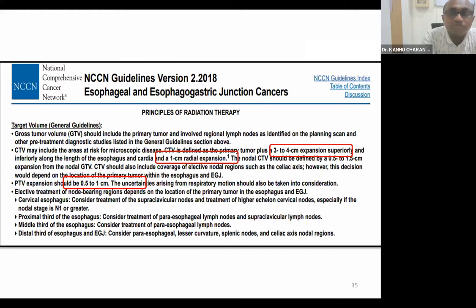So what do the NCCN guidelines say? The NCCN guidelines say you give a 3 to 4 centimeter expansion superiorly and inferiorly, and a 1 centimeter radial expansion is incorporated from GTV to CTV. Then a 0.5 to 1 centimeter expansion depends upon whether you are using IGRT or an ITV plan or something. So this is the basic line.